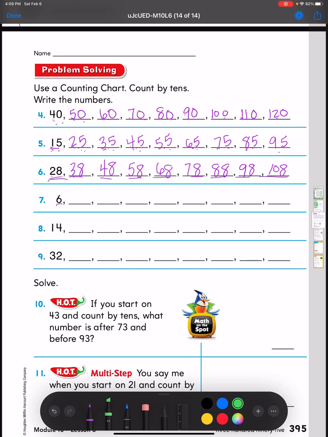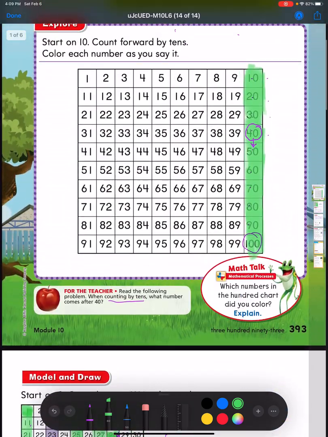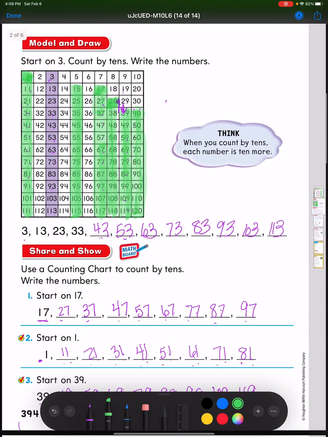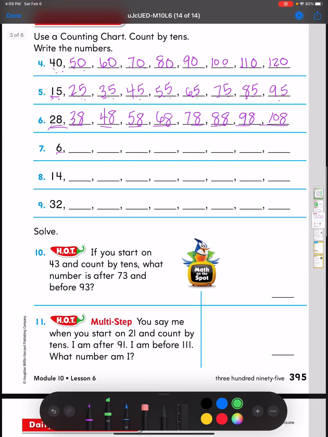Let's try 6. So let's see. Oh, I went too far. So here is 6. I can start here and go down my chart. Look how my ones place, they are all sixes, and my tens place increases by 1 each time. So from 6 to 16, because I have 0 tens right here. There's not a number, which means it's 0 tens. So this one would turn to 1 ten.